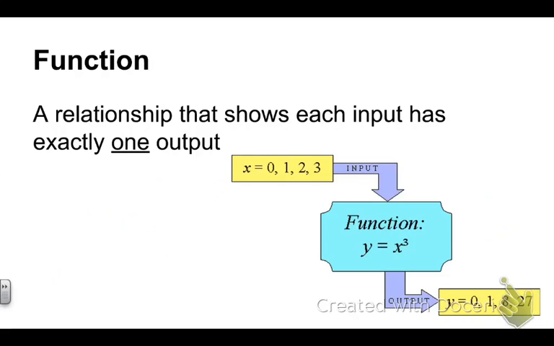So a function is a relationship that shows each input, everything that you put in, has exactly one output. You might have had in maybe elementary school like a function machine. You may have done something like that. This is a similar drawing. Your x is what you put into that equation, 0, then 1, then 2, then 3, and then what comes out are the answers.